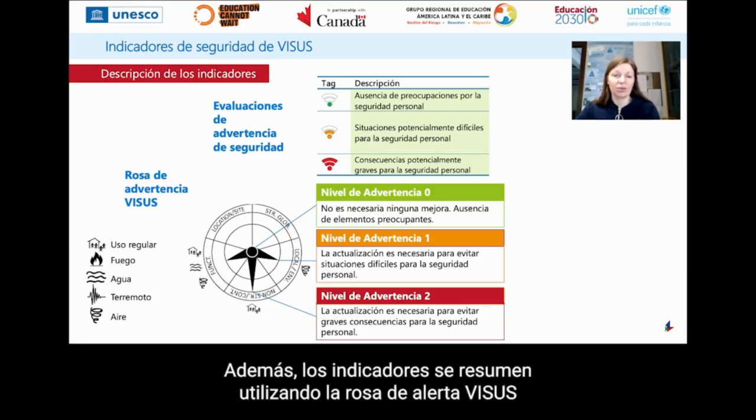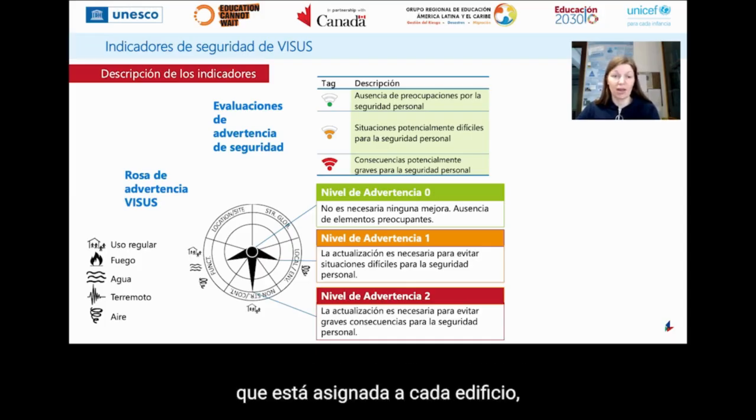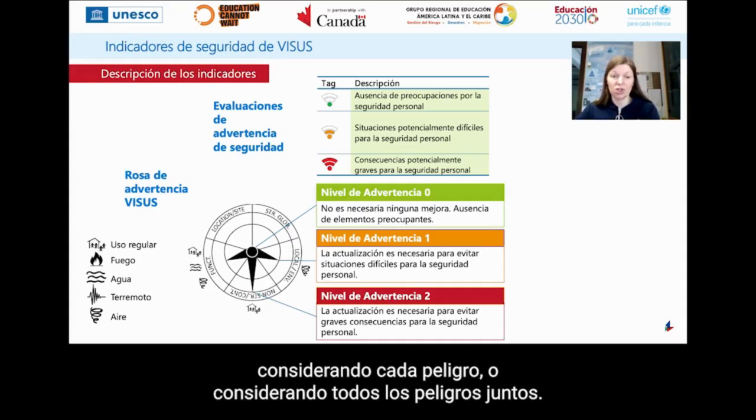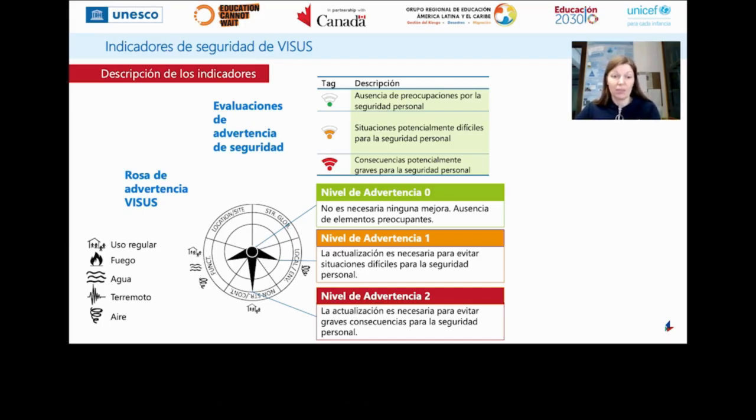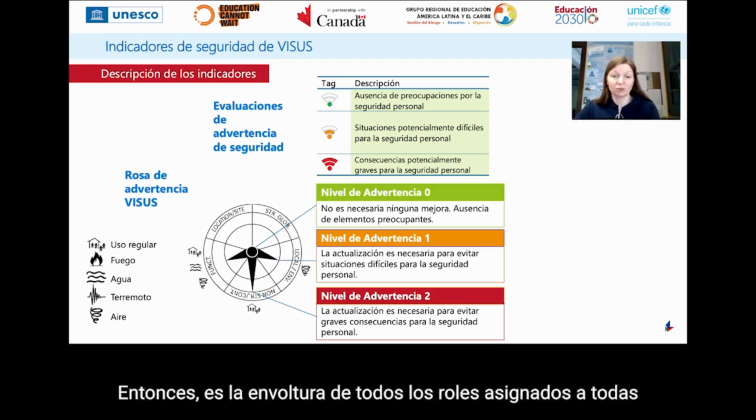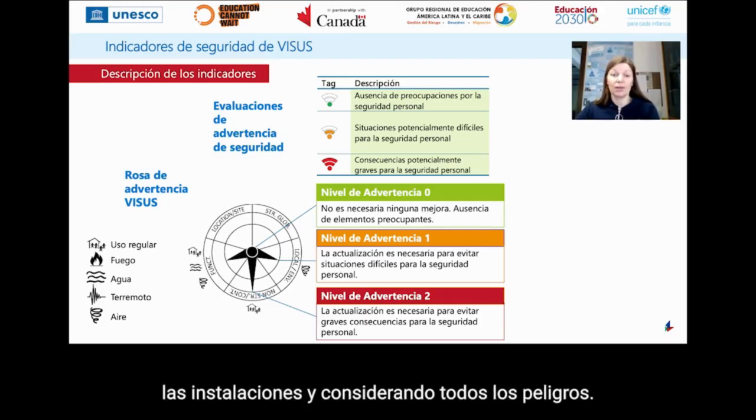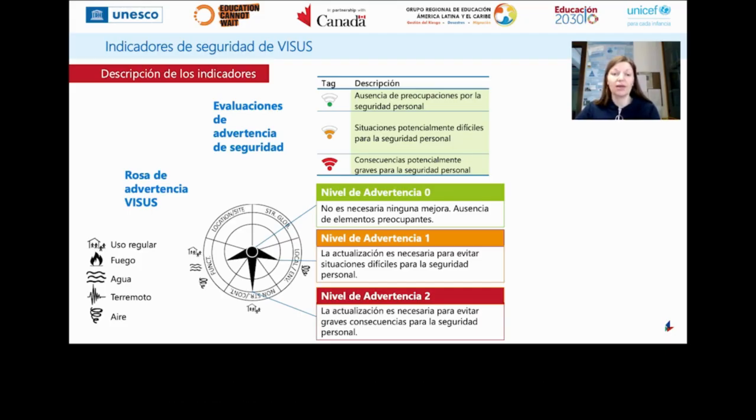Moreover, the indicators are summarized using the VISUS warning rose that is assigned to each building, considering each hazard or considering all hazards together. In this case, this rose summarizes the outcomes for the entire school complex, so it is the envelope of all the roses assigned to all the facilities and considering all the hazards.